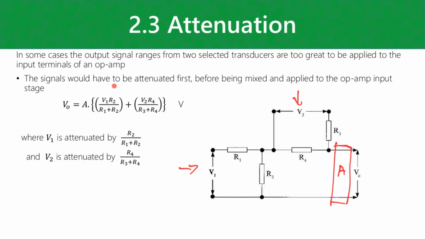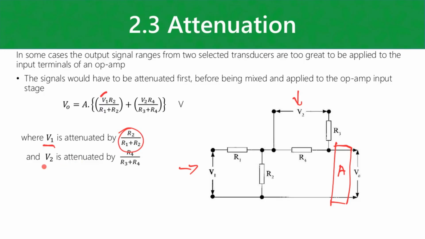Right, so your output voltage here is then going to be the sum of the two attenuated voltages. So you're going to have V1 attenuated by this ratio and V2, maybe just underline V1 here also in red.